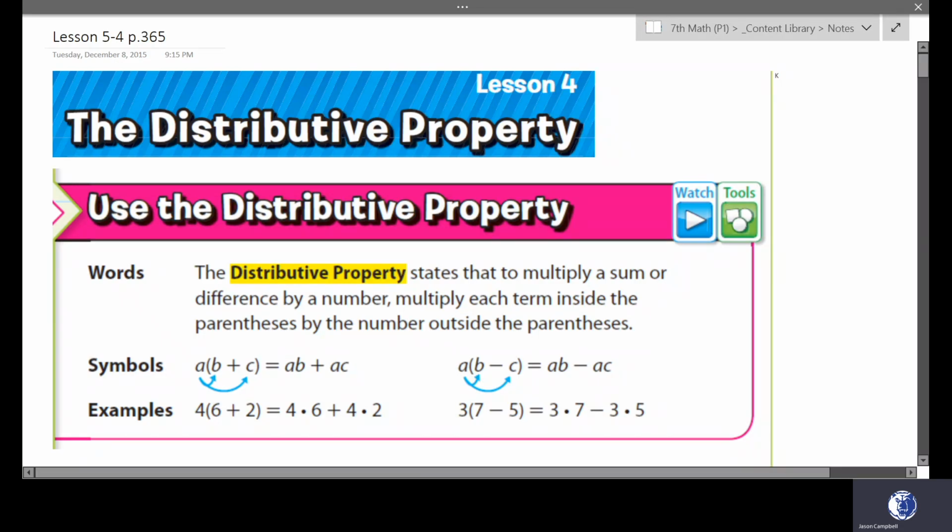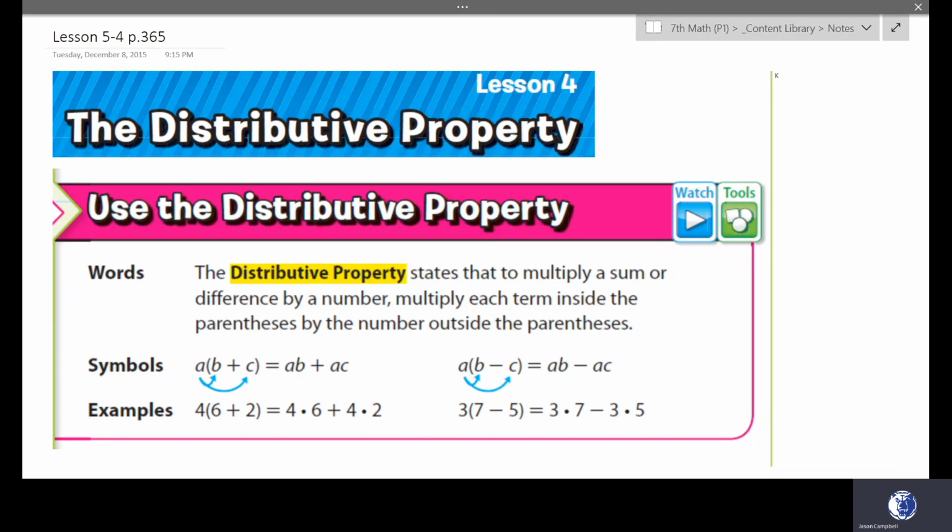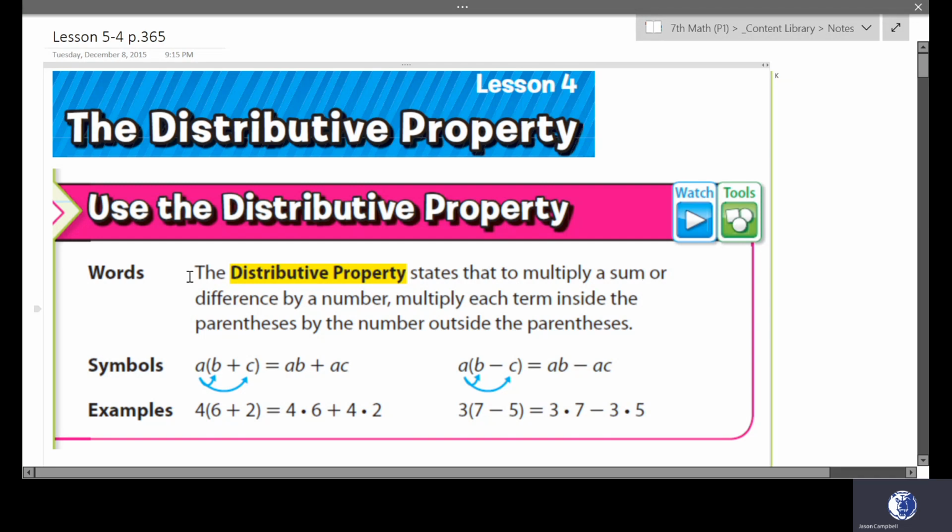Chapter 5, Lesson 4, the distributive property. The distributive property states that to multiply a sum or difference by a number, multiply each term inside the parentheses by the number outside the parentheses. So if you have 4 on the outside and 6 add 2 on the inside, then you want to do 4 multiplied by 6 and then add 4 multiplied by 2.